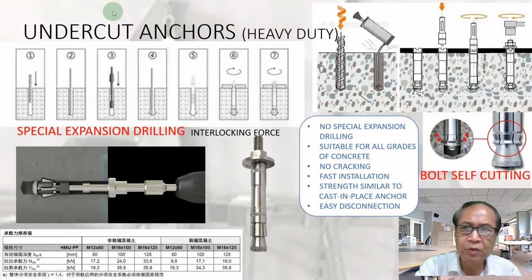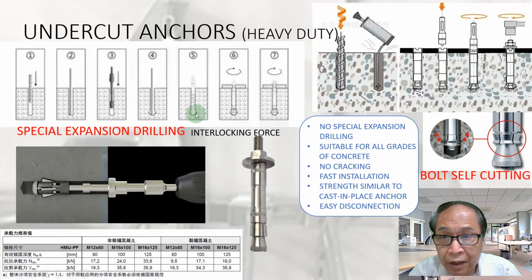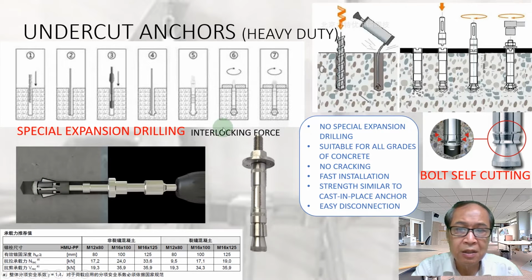Okay, we come to the undercut anchors. You see it here, it's called undercut. They cut it by using a special expansion drill. We make an undercut here, so there is interlocking force. This is the expander. The bolt, here, it expands. So they interlock with the concrete. So it's very, very strong.